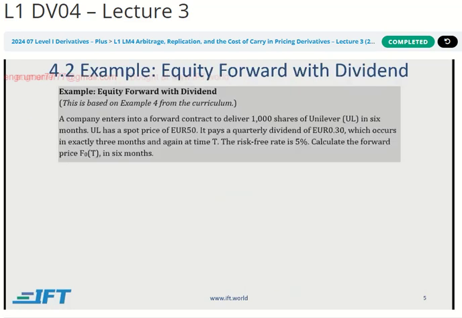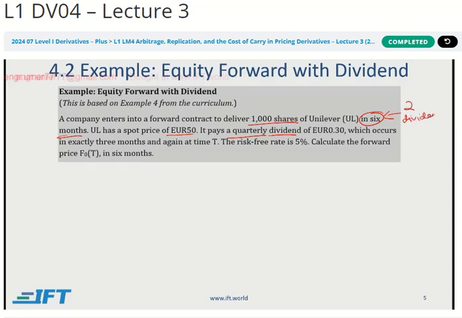Let's look at an example. Here we are talking about 1,000 shares of Unilever. The share is 50 euros. We are talking about a forward contract for 6 months. The dividend is being paid quarterly, which is every 3 months. So that means during this 6 months, we will have 2 dividends.